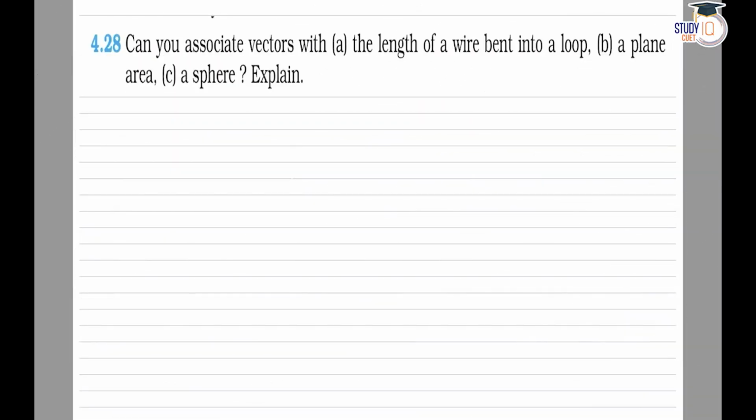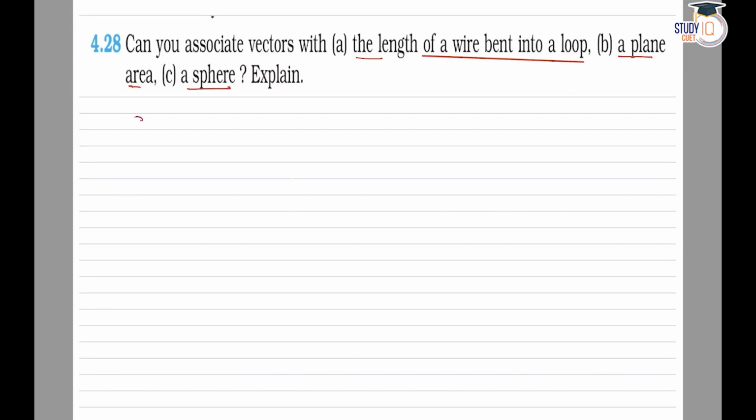NCERT Physics Class 11th, 4th chapter, Motion in a Plane, question number 4.28. So 4.28 is, can you associate a vector with a length of wire bent into a loop? Second part, a plane area, or a sphere. So in this we have to define whether we can associate a vector with a circular loop, with a plane, or with a sphere.